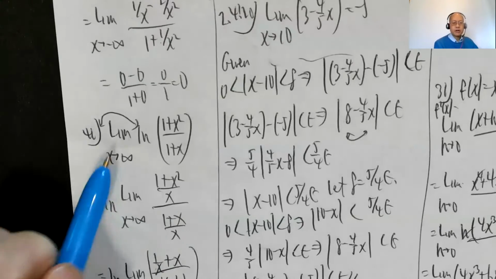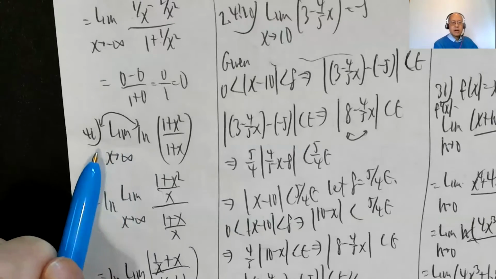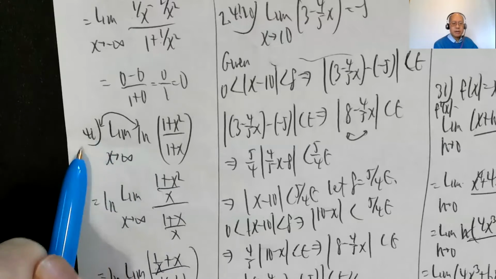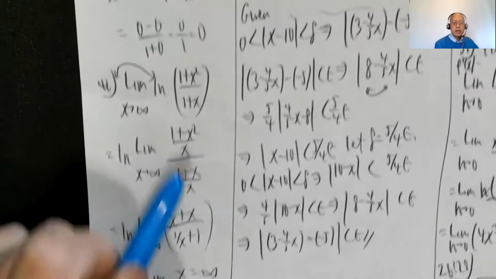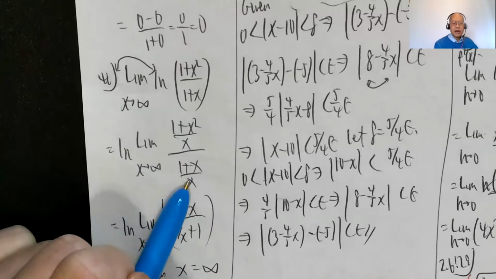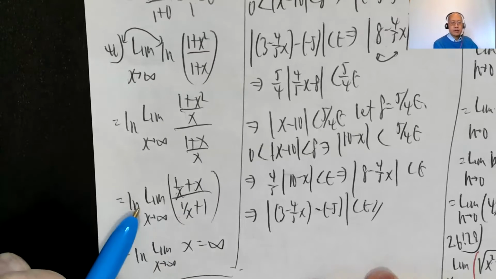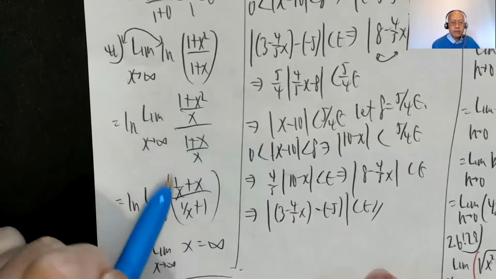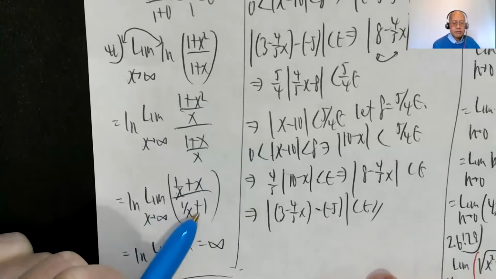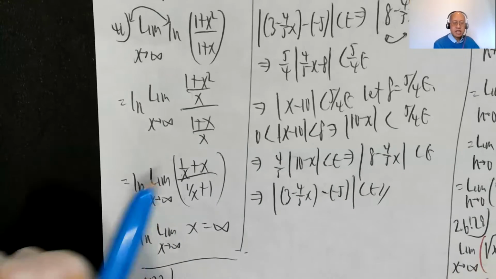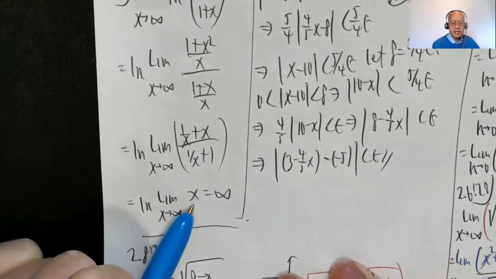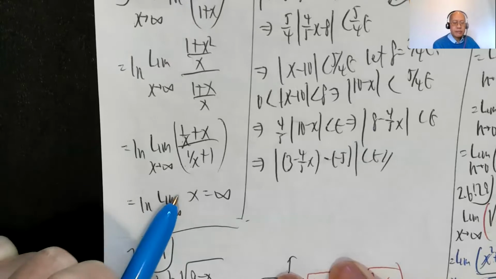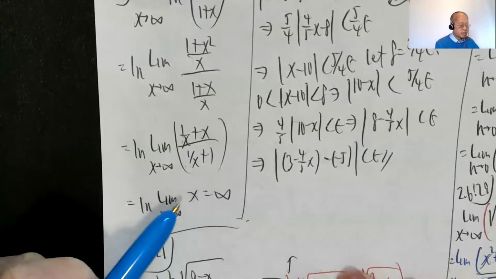41, limit as x approaches infinity of this. Okay, I can switch that ln and the limit. In other words, take ln of the limit. Then divide top and bottom by x. So ln of the limit as x approaches infinity of this is (1 over x plus x) over (1 over x plus 1). So now when x gets big, that's 0, that's 0. I have the limit as x approaches infinity of x. That's infinite. ln of a big number is also a big number. So the answer is infinity.